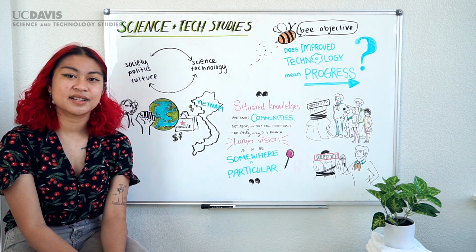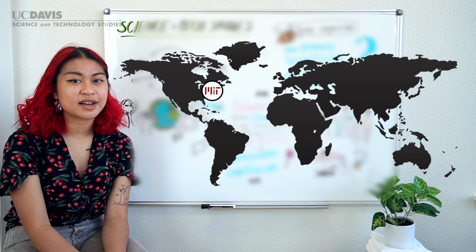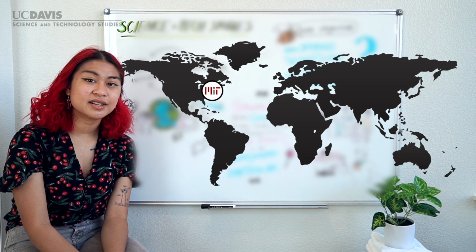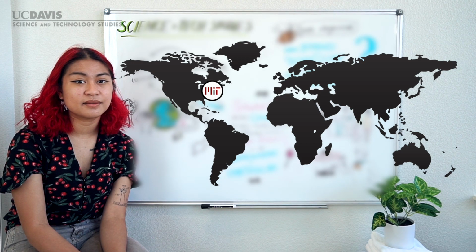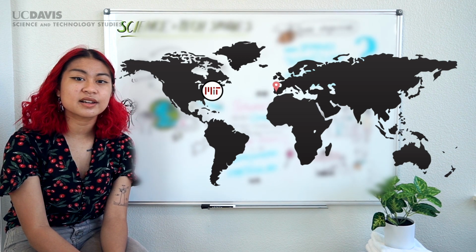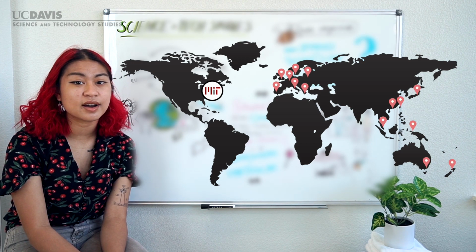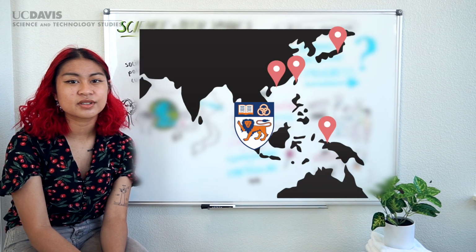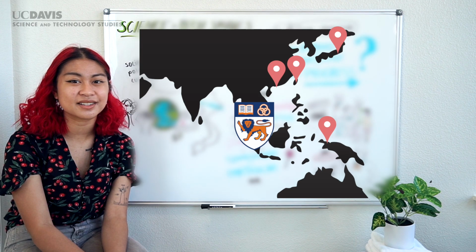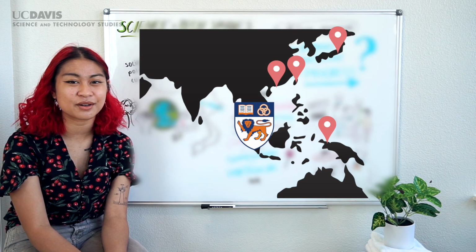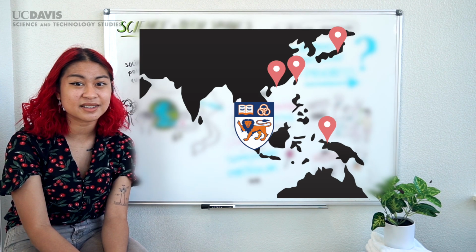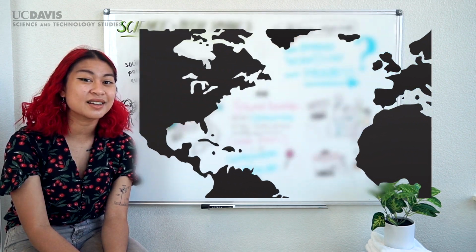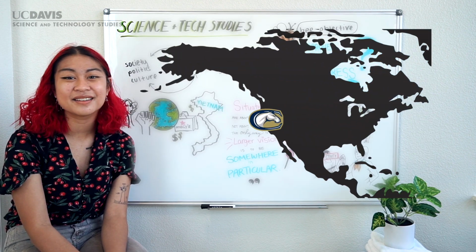Today, you can study STS at universities worldwide. You could study STS at MIT, where it's called Science, Technology, and Society. That was actually the first STS program, created in 1988. And now there are programs dedicated to STS at universities throughout Europe and Asia. The National University of Singapore offers the only English language center for STS research in all of East and Southeast Asia. It also offers an STS minor. And you could study STS at UC Davis, like me.